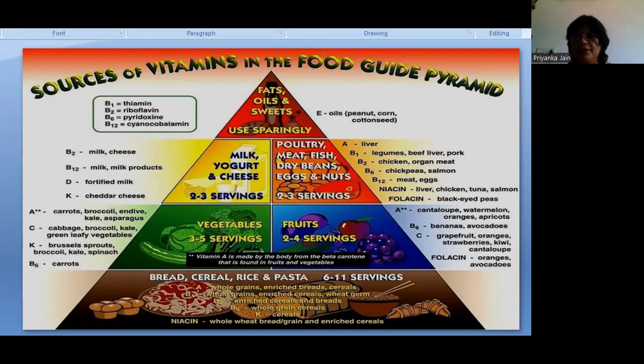A is in liver, B1 in legumes, beef, and pork, B12 in meat and egg, and niacin. B6 is in banana, and C is in grapefruit, orange, and strawberry.